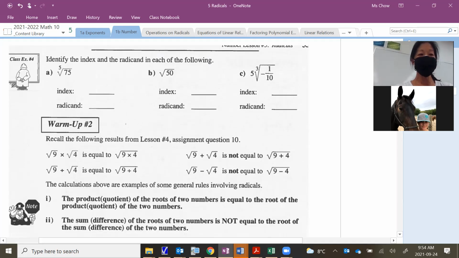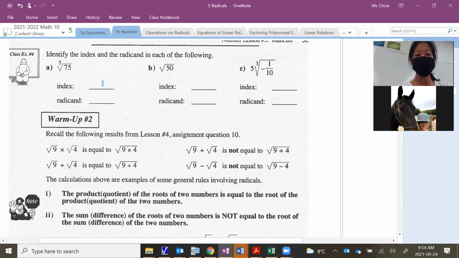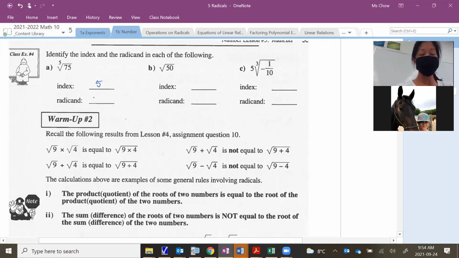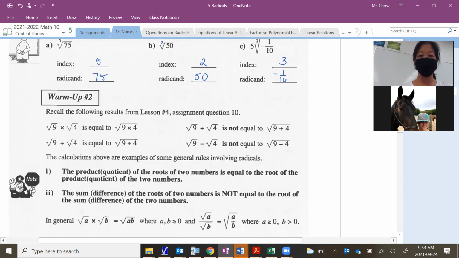For the first one, 4A, our index is 5 and our radicand. For B, the index is the unwritten 2, the square root, and the radicand is nice. And then C, tricky. The index is 3. Good. That 5 is just outside. And the radicand is everything under the house there.